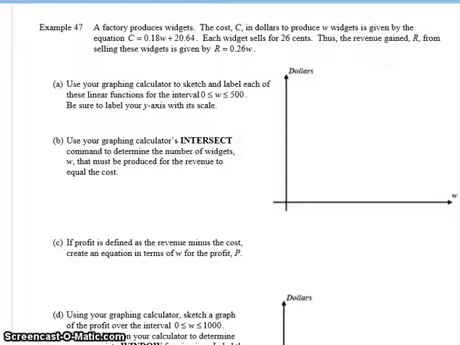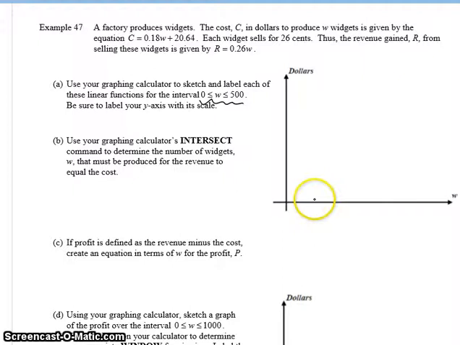It says each widget sells for 26 cents. Thus, the revenue gained R from selling these widgets is given by R equals blah, blah, blah. Okay? So here's your total cost factor equation. Here's your revenue. So we have two separate lines. Treat this like a Y and that like an X, and this like a Y, that like an X. So it wants you to graph it. So part A, using your graphing calculator to sketch and label each of these linear functions for the interval from 0 to 500. Okay, so that's the W, that's your domain.